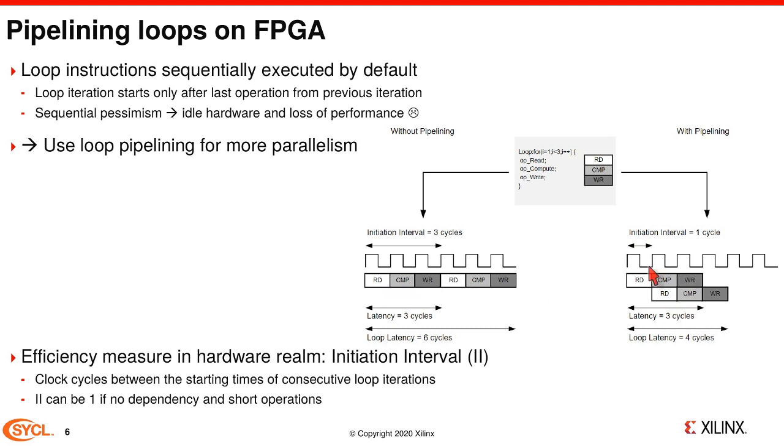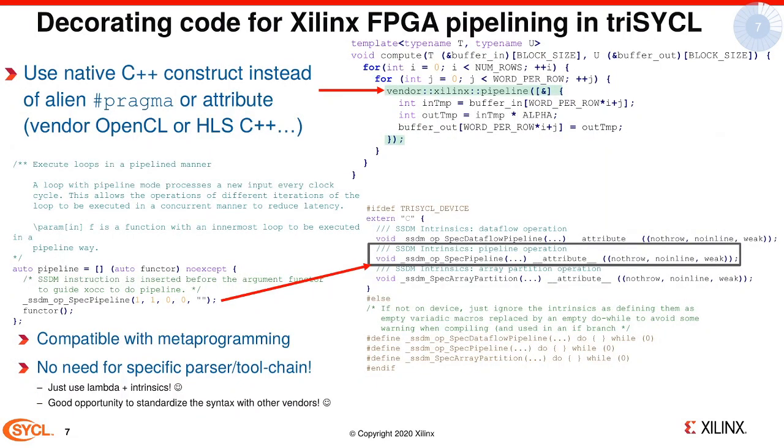So if you execute the loops in parallel, you can overlap all the different stages and improve the throughput of your loop. So what we've done in SYCL is to introduce this green line. When you have some loops in a kernel, you can express the fact that you want the loop body to be executed in a pipeline way just by wrapping the body with this pipeline decorator, which is pure C++. So it's not an alien pragma or an attribute as it can be provided by some other tools.